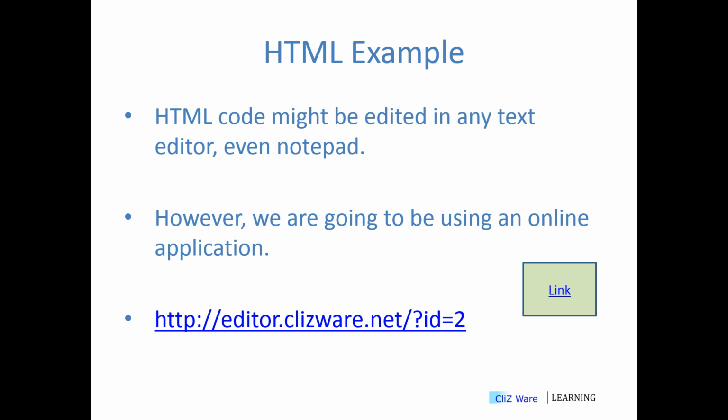But in this tutorial, we're going to look at online examples. So there is going to be a link, where we actually have an online HTML compiler, so that we don't need to create a new file each time we go through a specific tag. So here you can see editor.casevar.net/id2. If you go to that link, you'll see the example I'm going to talk about in a minute.